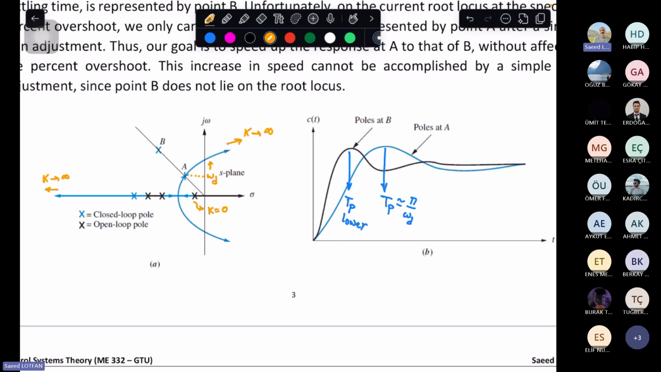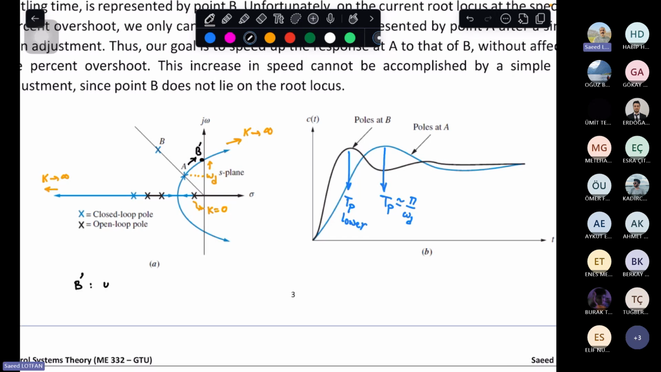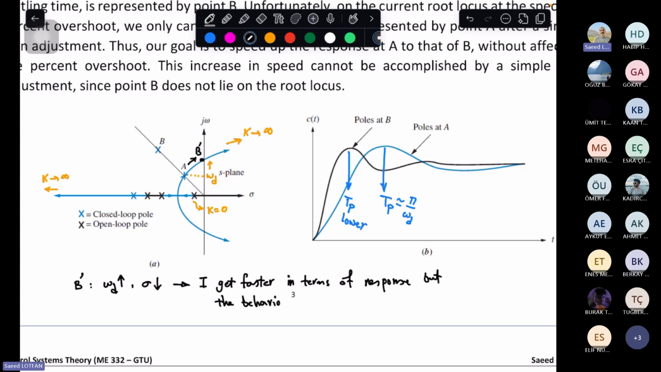So I have to say that at A, if I have omega d here, I have to increase it. If I move on the root locus and come to a point like B prime, it means omega d increased, but sigma also decreased. This means that I get faster in terms of response, but the behavior changes.